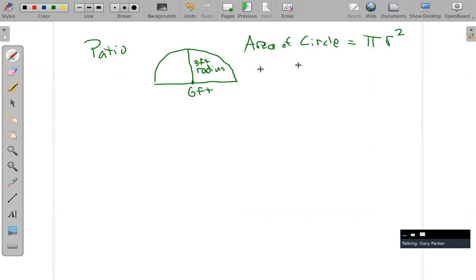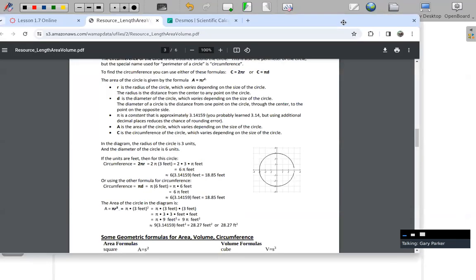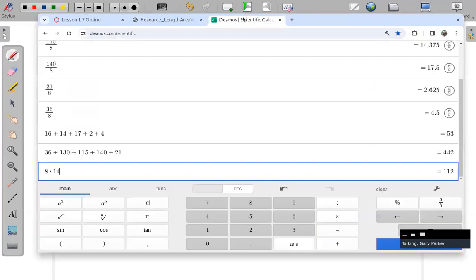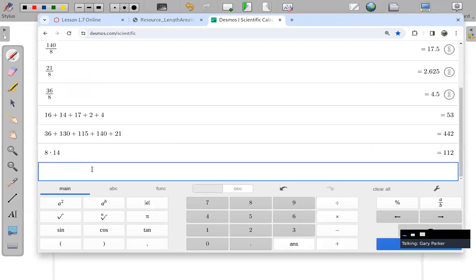So for us, that's going to give us pi on the calculator times the 3 feet squared, which is 3 feet times 3 feet. So 3 times 3 is 9. So this is going to be pi times 9 square feet. Let's see what that is approximately. And I'm going to use the calculator to my best advantage, so I don't have to round much.